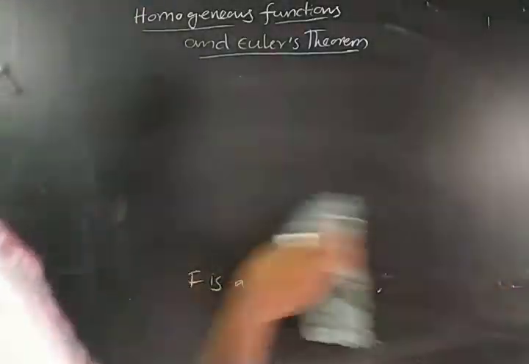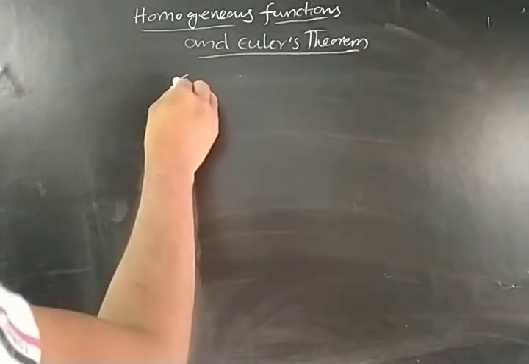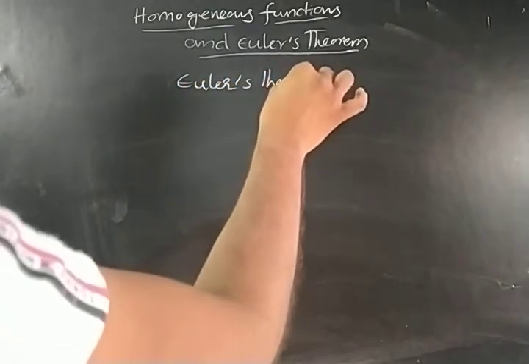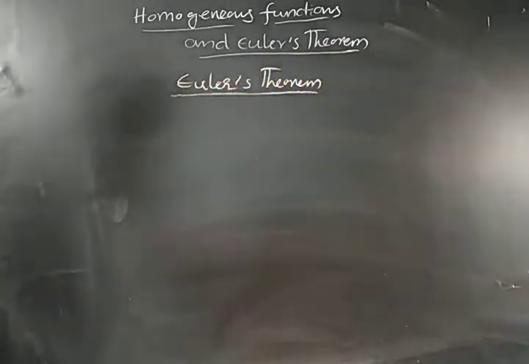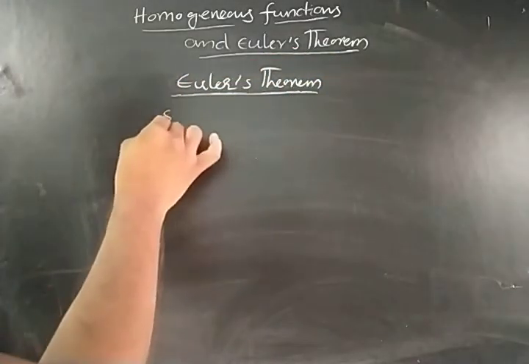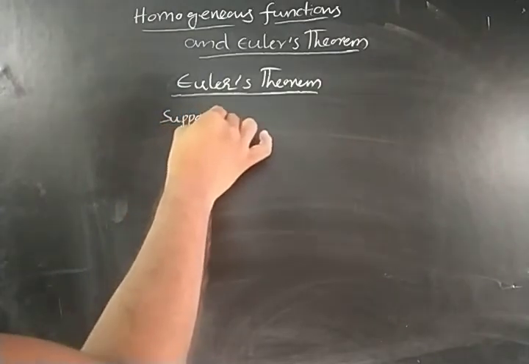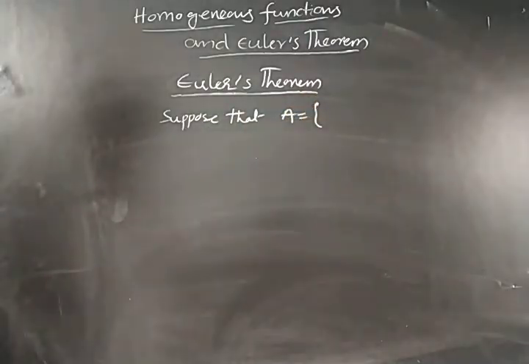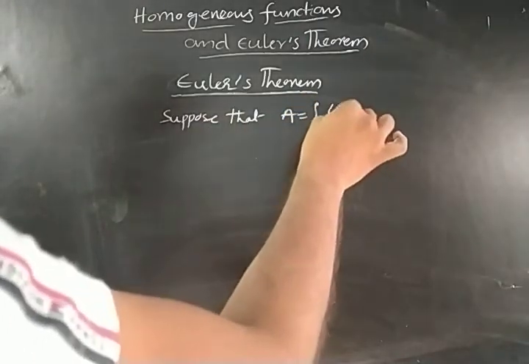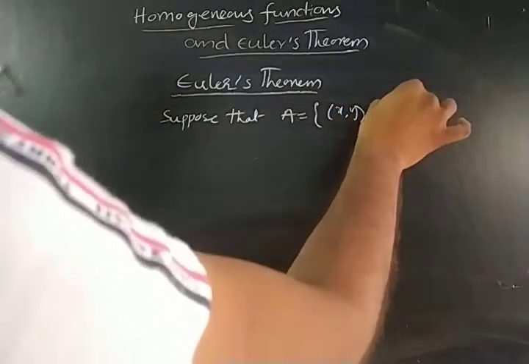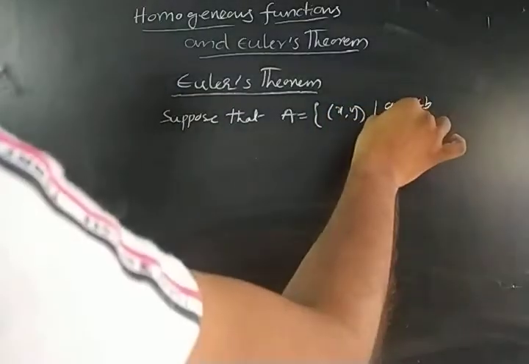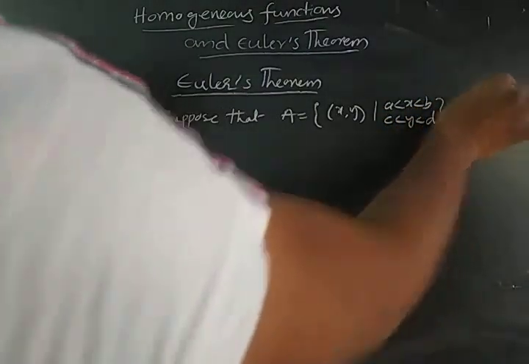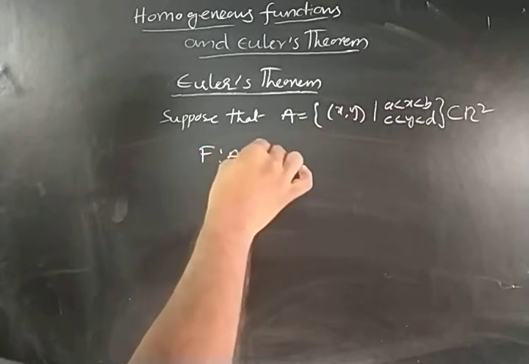So these are two examples of homogeneous functions in two variables and three variables. Now let us discuss Euler's theorem. What is the statement of Euler's theorem? Suppose that I am taking one non-empty set A equal to x comma y, where x is taken between a and b, y is taken between c and d, a subset of R square. f is defined from A to R.